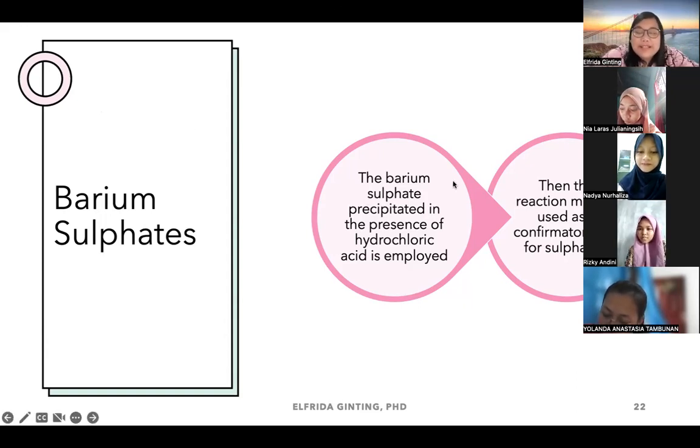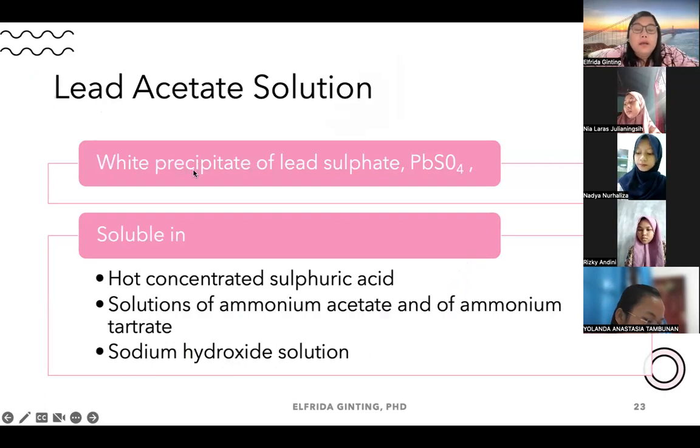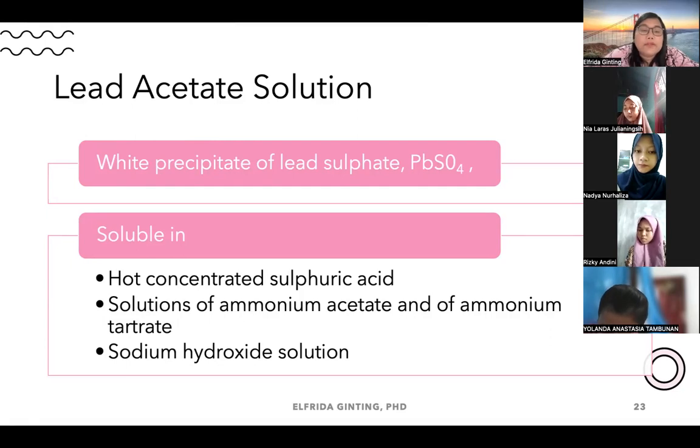Okay, so this test you can use as a confirmatory test for sulfate. Now, remember, lead sulfate also will form a white precipitate. Lead sulfate will be soluble in hot concentrated sulfuric acid. So the first one is hot concentrated sulfuric acid.